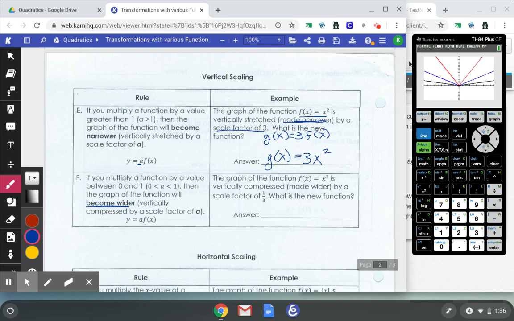Okay, so looking at our example, again we're going to use the function f of x equals x squared, and now we are going to make it wider by a scale factor of 3.